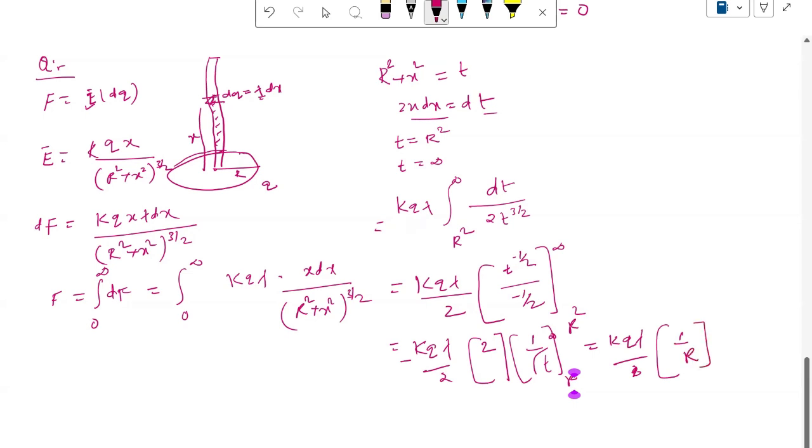So from r square to infinity, here minus 1 by r will come. Here minus minus gets cancelled. That equals K Q lambda by r. So this is the answer: Q lambda by 4 pi epsilon naught r. Like this, the combination of rod and disc case I will explain in the plane sheets.